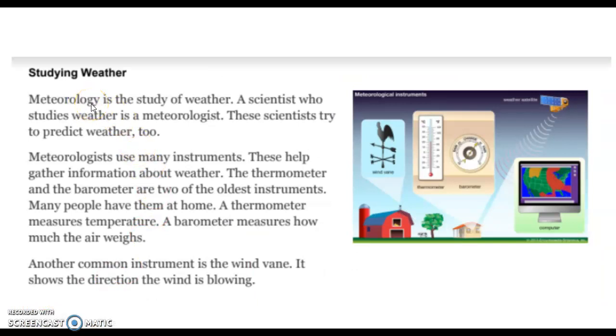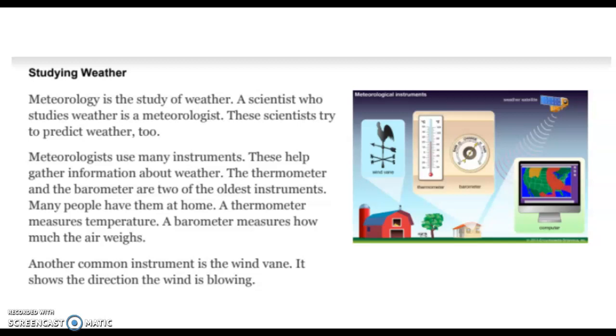The next section of the article, studying weather. Meteorology is the study of weather. A scientist who studies weather is a meteorologist. These scientists try to predict weather too. Meteorologists use many instruments. These help gather information about weather.